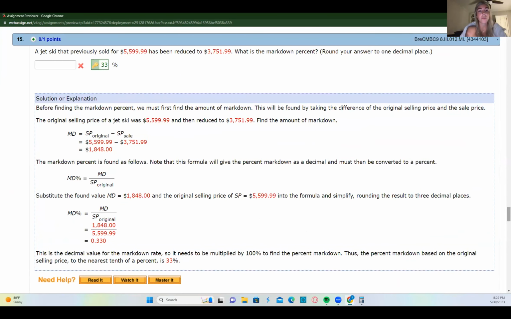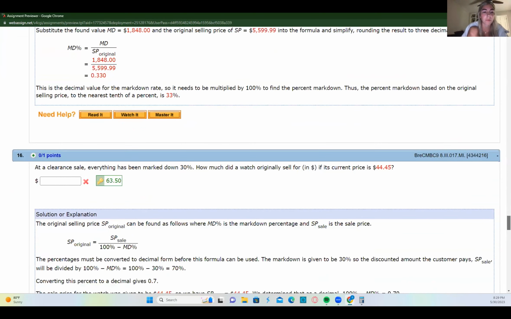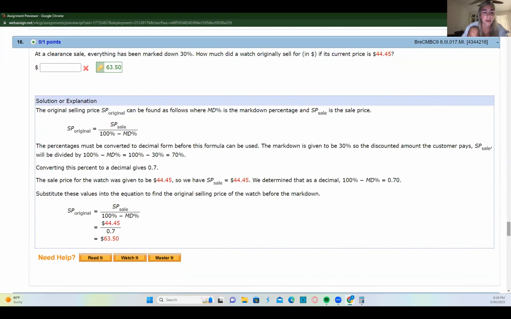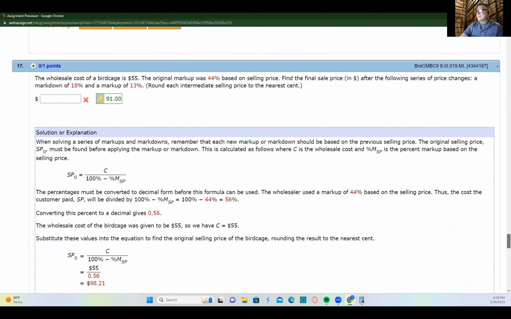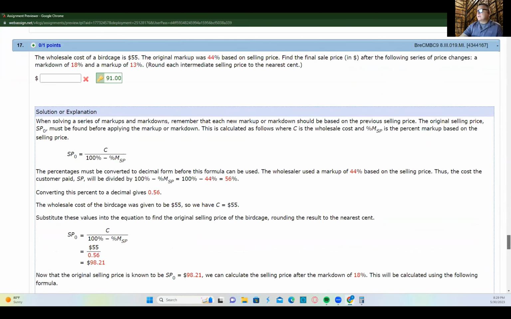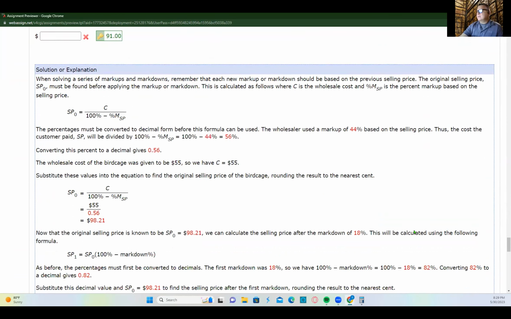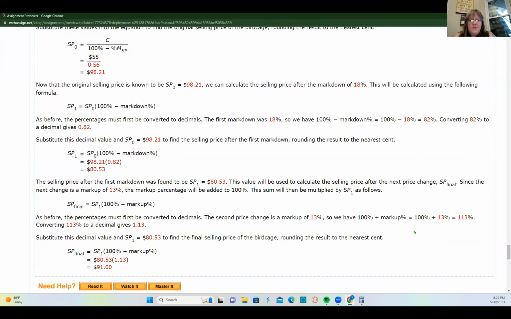Chapter 9 wasn't as difficult for me. It was mainly just the last few on the chapter 9 assignment that my brain started hurting. Okay, we're going to run over to chapter 10 here again, and then we can go back to chapter 9. There's number 17. It's a nice long explanation.